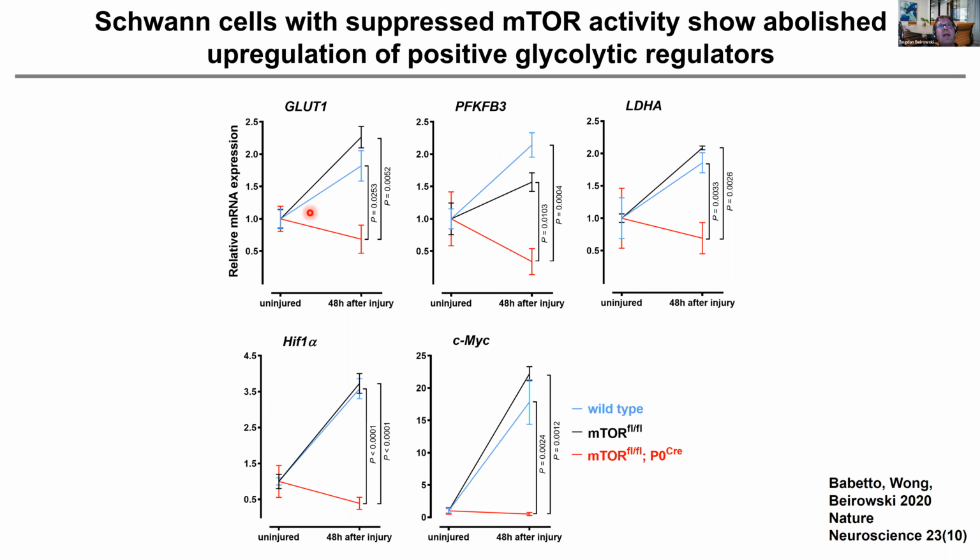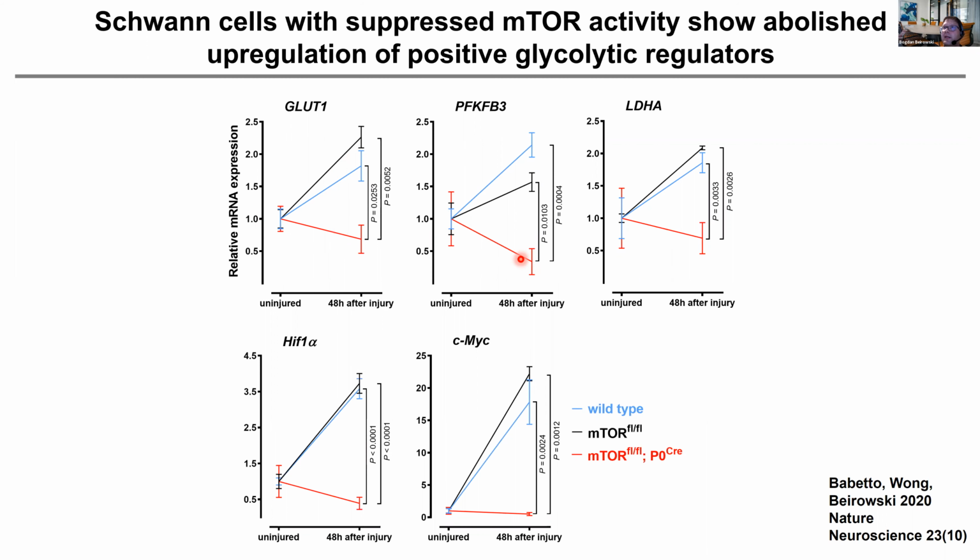So in control animals and wild-type animals, consistent with this immunostaining result, you see strong upregulation of these glycolytic components in injured nerves. So this is the black line, and this is the blue line. And as expected in the mTOR conditional mutants, so mTOR inactivation in Schwann cells, we see that this upregulation is very clearly abolished.